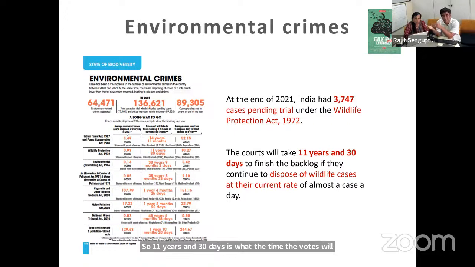And every year, obviously, new cases are also coming up. So that explains why maybe crimes against wildlife are also going up, because we know that the implementation or checking of such crimes is a problem in the country.